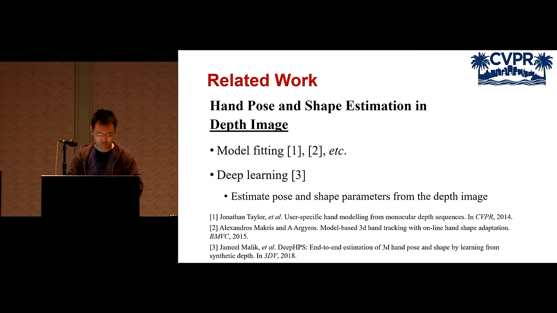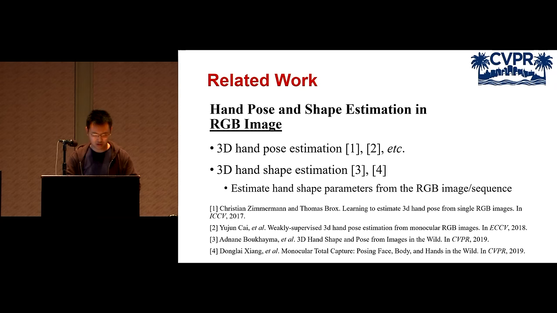A recent work estimates 3D hand shape from depth images. For RGB-based methods, many recent works estimate 3D hand pose using convolutional neural networks. In this year's CVPR, some works estimate 3D hand shape parameters from RGB images. However, our work directly generates 3D hand mesh using a graph neural network.